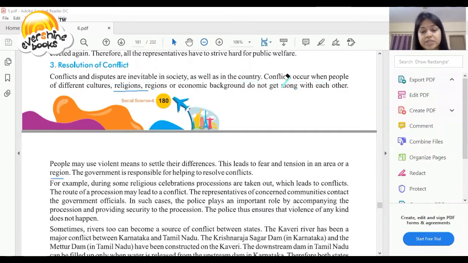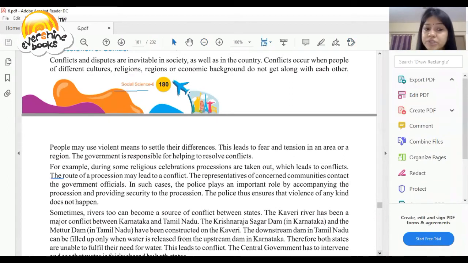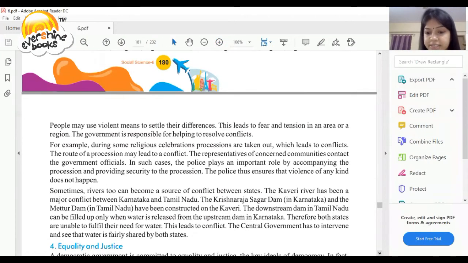conflicts in two states. So, dear student, conflict किसी भी तरीके के हो सकते हैं. वो दो states के बीच में हो सकते हैं. वो दो लोगों के बीच में हो सकते हैं. Conflicts किसी भी जुलूस में हो सकते हैं. वो कहीं पर भी हो सकते हैं. So, let's take an example of river conflicts. How? Sometimes a river too can become a source of conflicts between two states. So let's understand it.